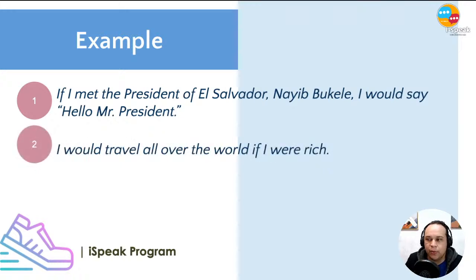It's just my imagination. If I met the president of El Salvador, Nayib Bukele, I would say, "Hello, Mr. President." Another example is, I would travel all over the world if I were rich. If I were rich, honestly, I would not travel. I wouldn't spend my money on traveling around the world. I'd rather do other things, right, for people, doing good. But anyway, this is the other example. I would travel over the world if I were rich. Right now, I am not rich, meaning that this is only in my imagination, that when I become rich, I might travel around the world.